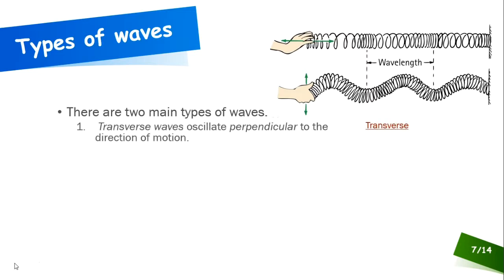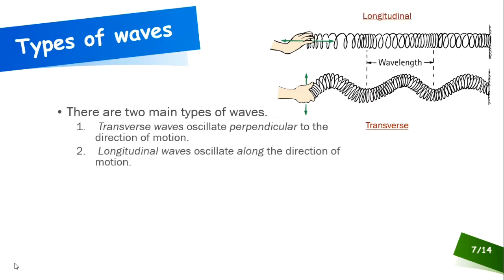First way is with a transverse wave, and this just means that the oscillation is perpendicular to the direction of motion. So the wave that you see there on the bottom is a transverse wave because we're oscillating up and down, but the wave is moving left and right, back and forth. So we're actually moving the wave perpendicular to the way that we're oscillating it.